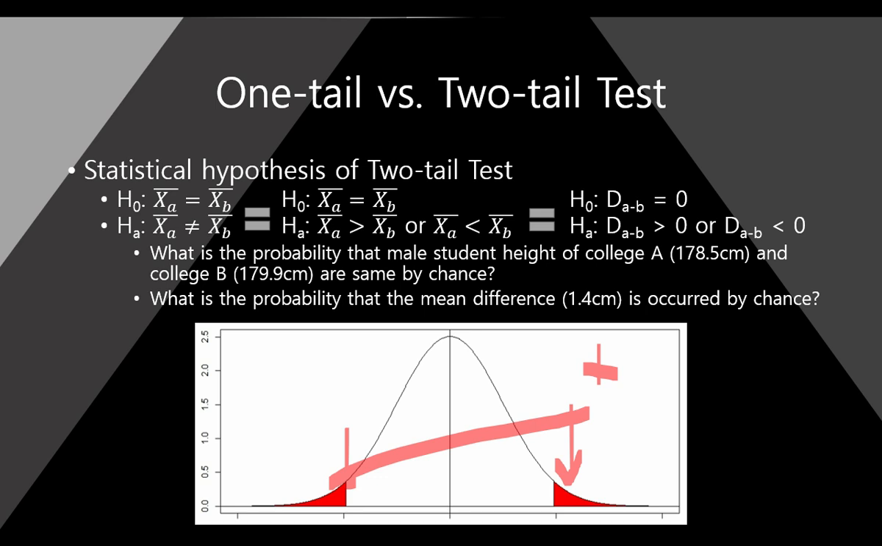So, in this case, we need to sum up these two areas, probabilities, and then check, is it larger than 5% or smaller than 5%? If it is larger than 5%, it means that this event occurred by chance. But if this probability is smaller than 5%, it means that this event did not occur by chance. Okay?